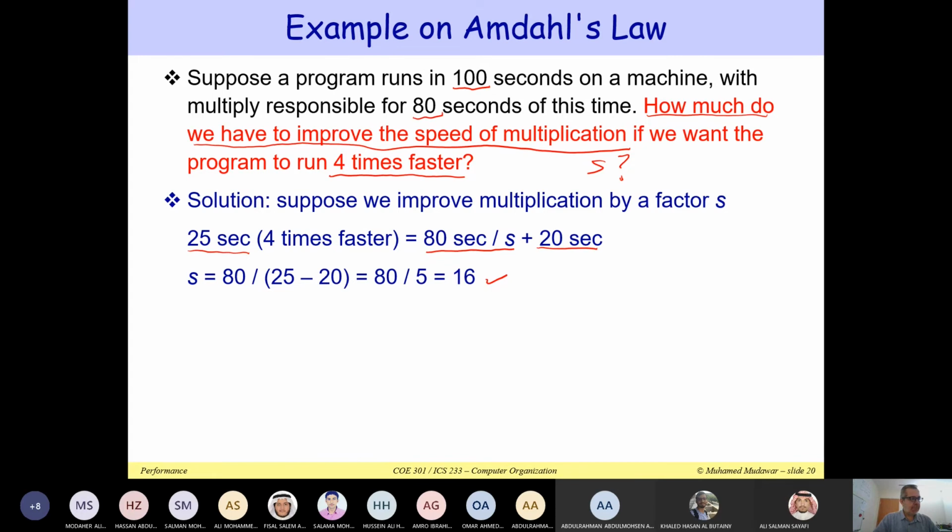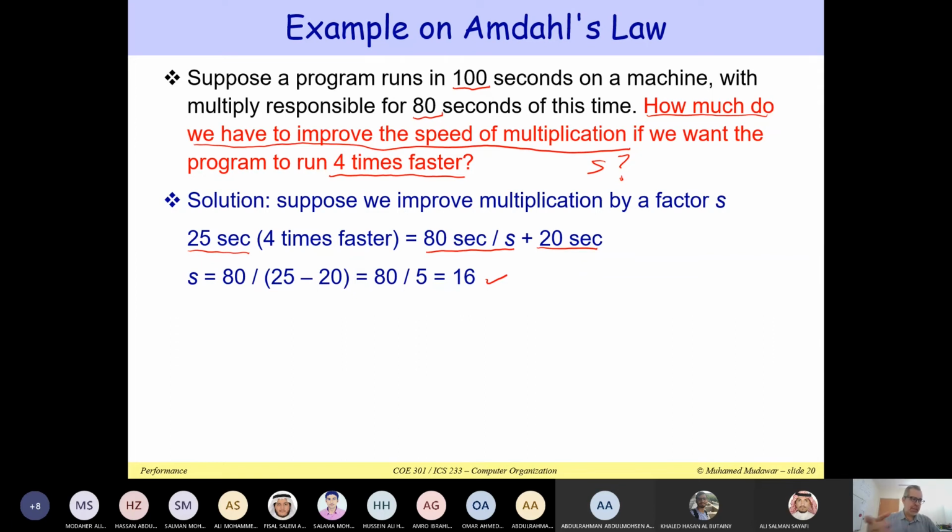To improve the total execution time by a factor of 4, to be able to reduce it from 100 seconds to 25 seconds, if this is the only thing being improved, I have to improve the speed of multiplication by a factor of 16. In other words, let us say each multiplication took 64 cycles in the old CPU. In the new CPU, you divide 64 cycles by 16. Each multiply instruction should take only 4 cycles. So that's 16x faster for multiplication.